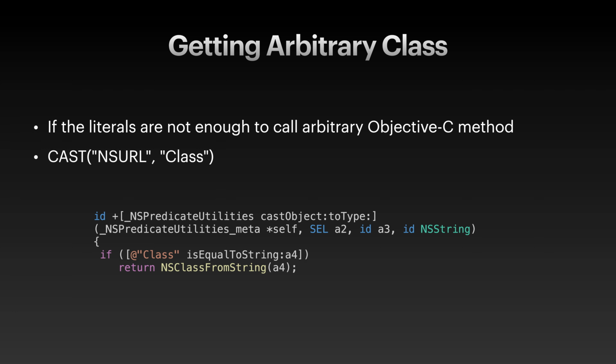What's more, if the literals and the selectors are not enough to call arbitrary Objective-C methods, here is a CAST function that allows getting an arbitrary class by the name. We are able to allocate and initialize any known objects, which means we can execute almost everything in this way. For example, we can cast this NSURL to get an NSURL class, and then allocate and initialize it.